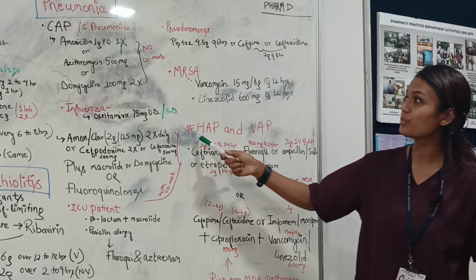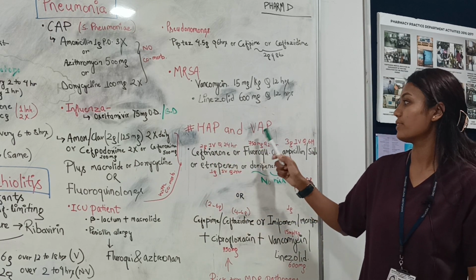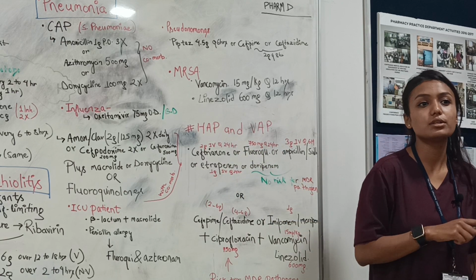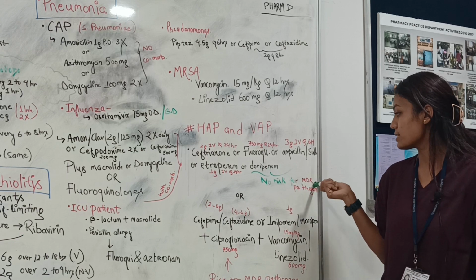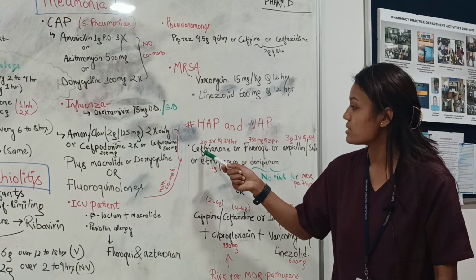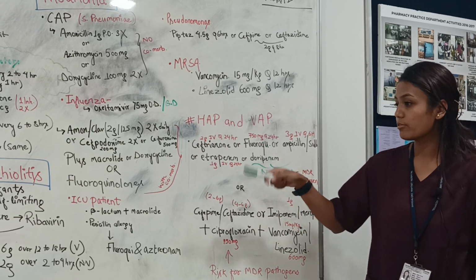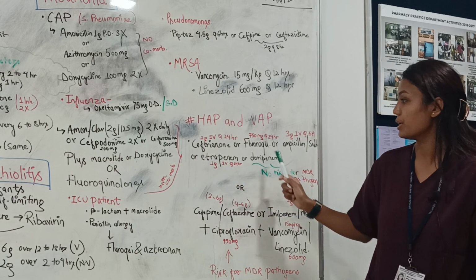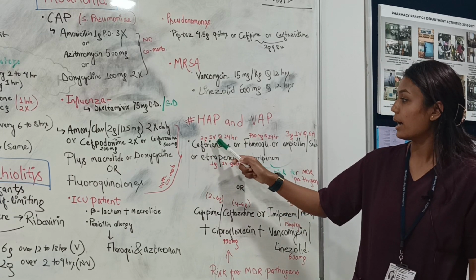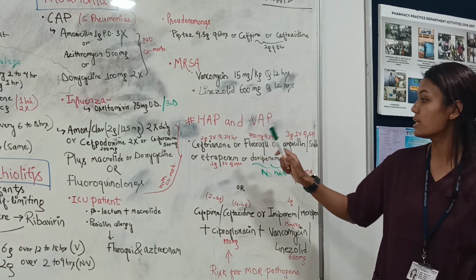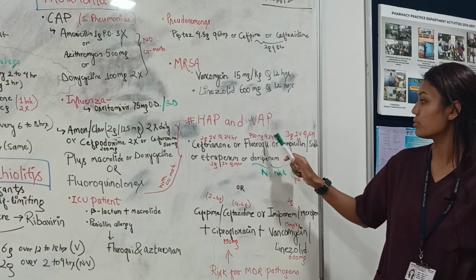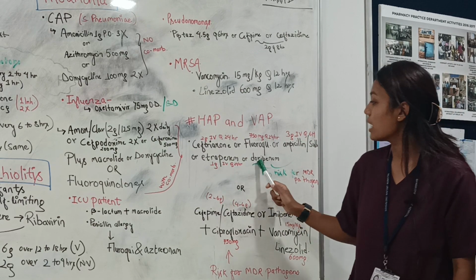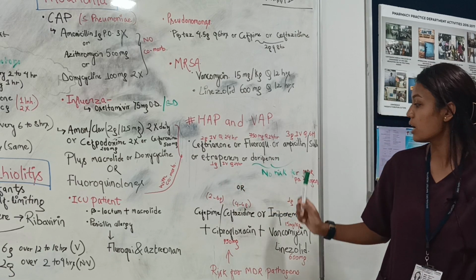Now, the next types of pneumonia, hospital-acquired pneumonia and ventilator-acquired pneumonia, the treatment is the same for both of these. So, if the patient has no risk of MDR, that is multi-drug resistant pathogens, we can use ceftriaxone or fluoroquinolones, that is levofloxacin, or ampicillin and sulbactam, or imipenem or doripenem. The ceftriaxone dose is 2 gram IV every 24 hours. Fluoroquinolones 750 mg every 24 hours. Ampicillin sulbactam 3 grams IV every 6 hours, whereas imipenem and doripenem dose is 1 gram every 24 hours.